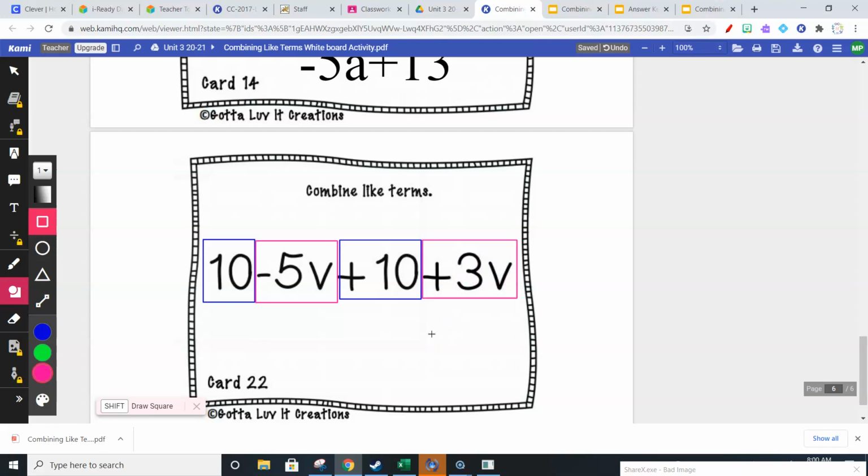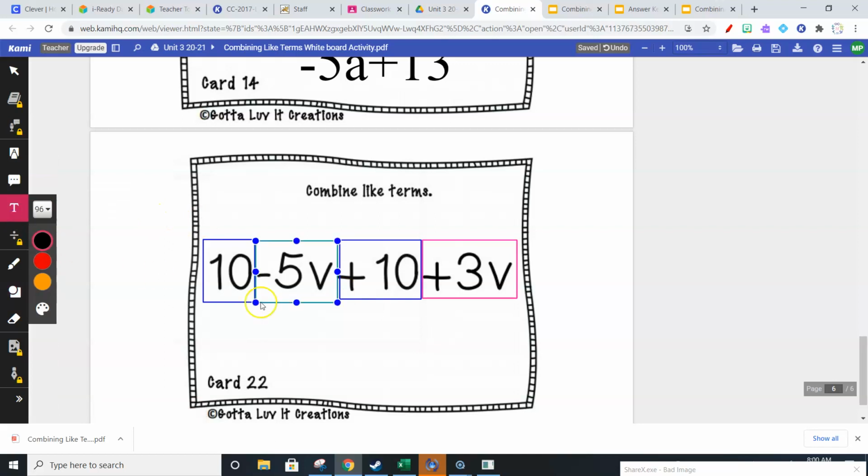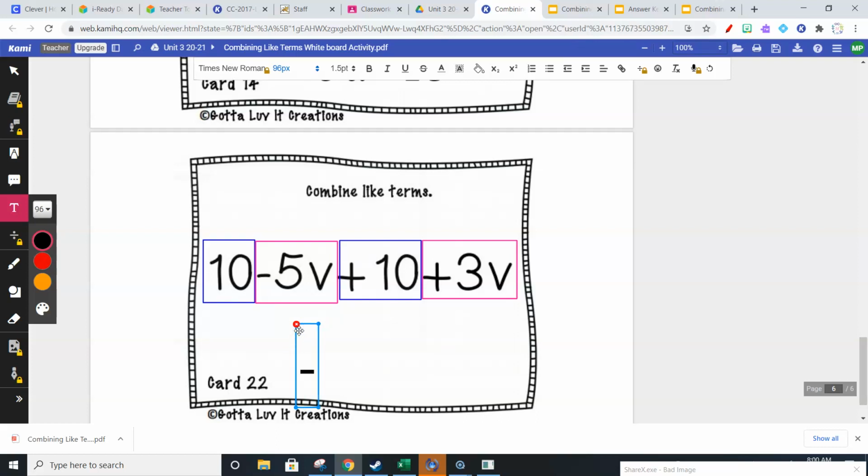Okay, we always start with our one that has a variable. So I'm looking at my pink boxes. Negative 5v and positive 3v. Well, they have different signs, so different signs means I'm going to subtract. Keep the sign of the greater absolute value. So I'm going to have negative 5 minus 3 is 2v. And then I have my blue boxes. I have 2 positive 10s, so they have the same sign, so we're adding. We're going to keep the sign of the greater absolute value, which is positive, because they're both positive. And 10 plus 10 is 20.